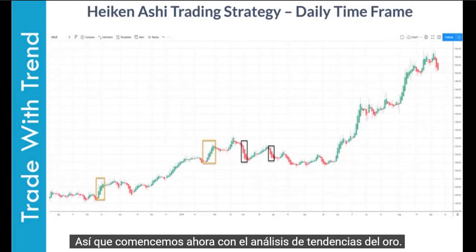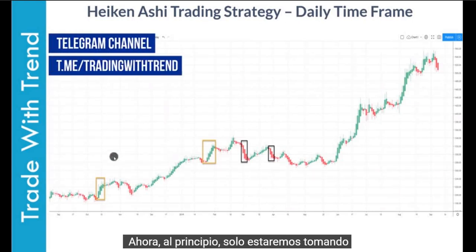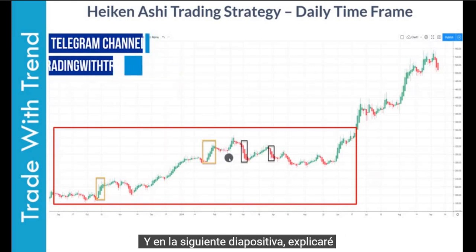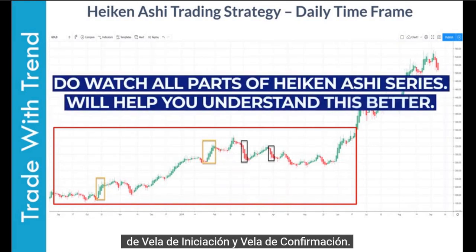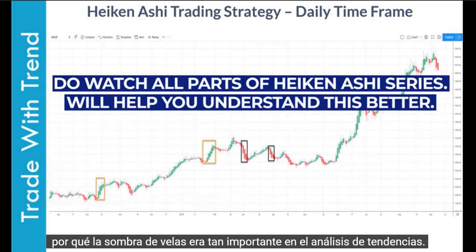So let us now begin with trend analysis of gold. In the beginning, we'll only be taking this region that I have marked on the chart, and in the next slide, I will explain why I have selected only this region. If you recollect, in the first 2 parts of the trading strategy videos, I had discussed how to use the concept of initiation candle and confirmation candle. Along with this, I had also explained why the shadow of candles was so important in trend analysis.